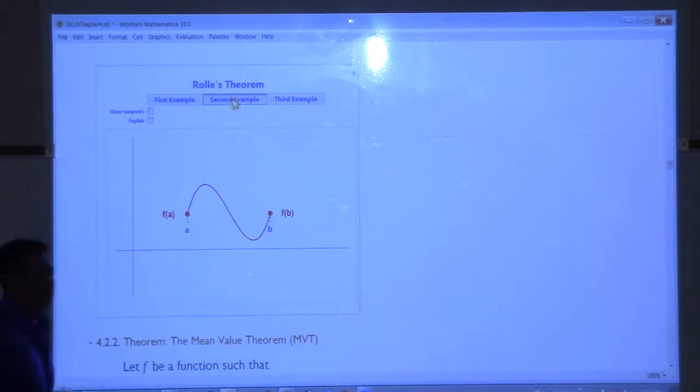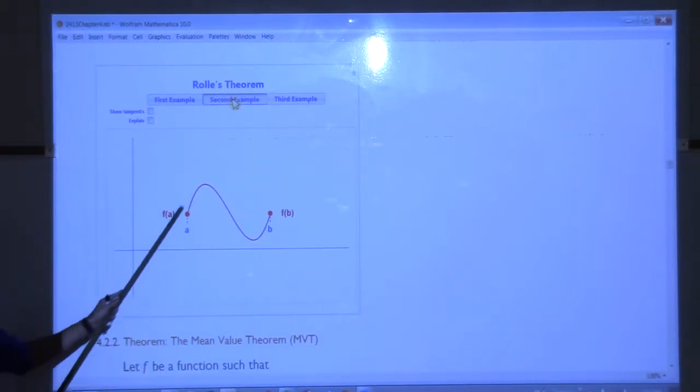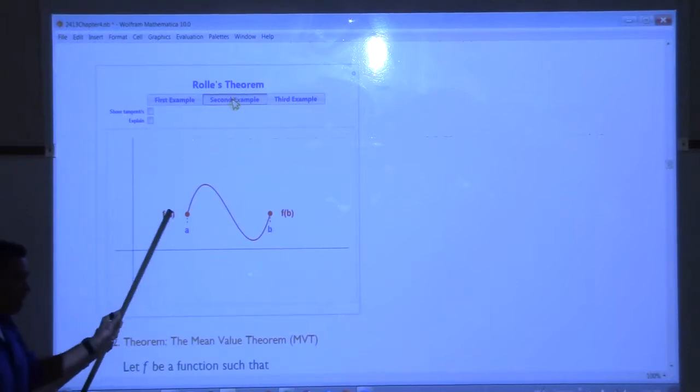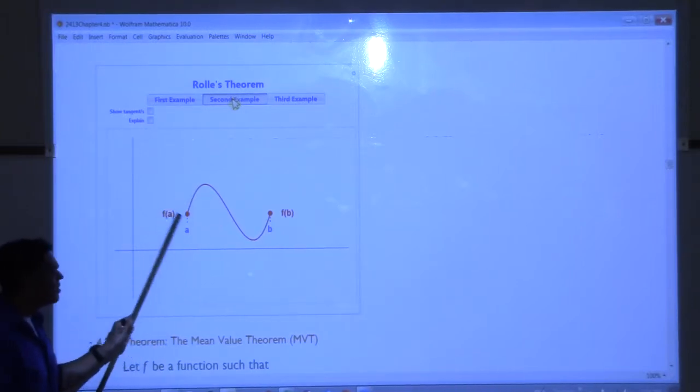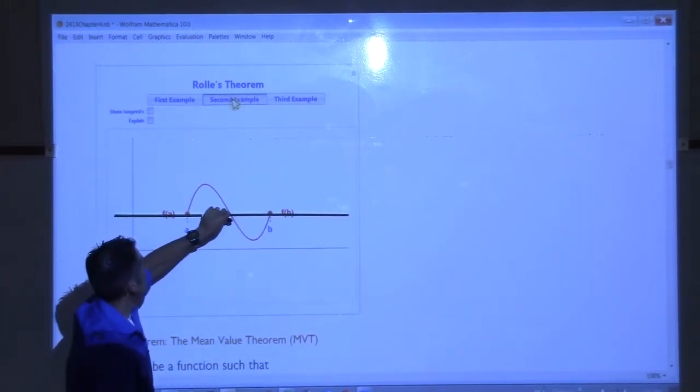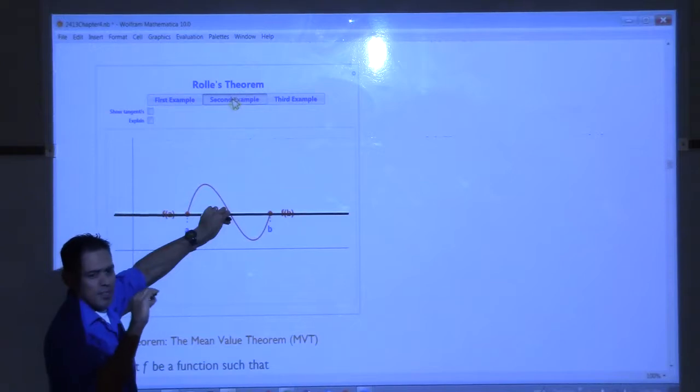Okay, so look at that one. Another continuous curve between two endpoints, right? And differentiable, no corners or cusps. Somewhere in here, we should get a slope of a tangent line that is equal to the slope of that line. So in other words, 0, right?